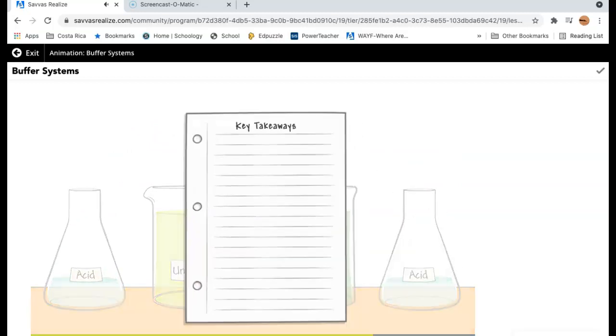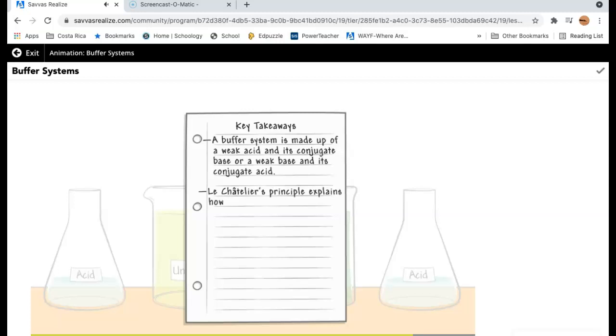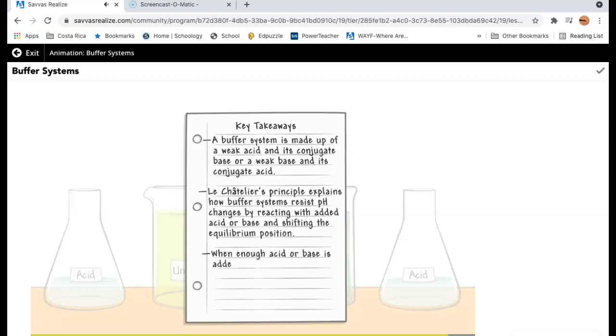Key takeaways. To summarize, a buffer system is made up of a weak acid and its conjugate base, or a weak base and its conjugate acid. Le Chatelier's principle explains how buffer systems resist pH changes by reacting with added acid or base and shifting the equilibrium position. When enough acid or base is added, the buffer system will reach its capacity and the pH will change rapidly.